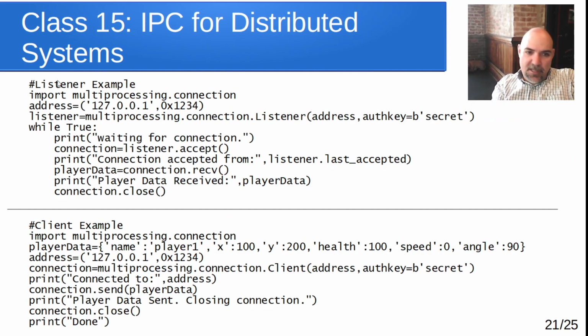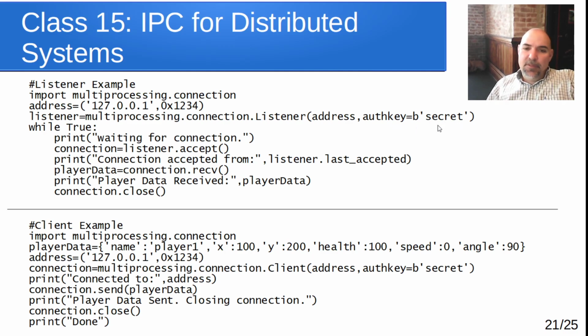Here's the listener at the top. Notice that we specify the address just like we do with sockets, and we do multiprocessing.connection.listener object. We put in the address, which has those two parts. And then notice it has this auth key, which in this case is a byte string of secret.